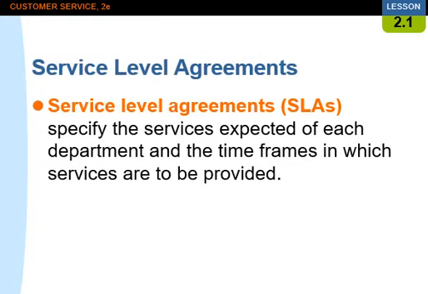Some companies have established service-level agreements, called SLAs, between departments. These agreements specify the services expected of each department and the time frames in which they are to be provided. Goals of SLAs are to improve departmental productivity and to decrease the time required to answer internal customers' questions, process their orders, and produce the materials they need. If your company utilizes SLAs, your value as an employee will be measured in part by how much and how well you contribute to your department's performance.